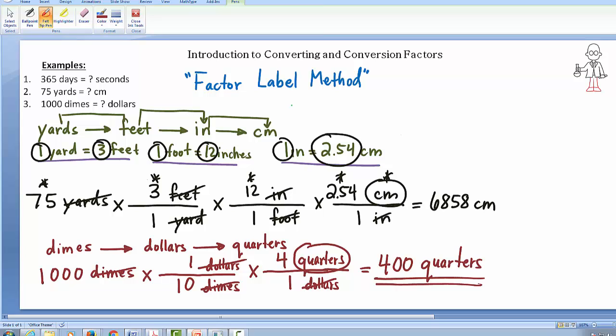So these are some simplistic examples that show you how we use this factor label method to go through different dimensions or different units in order to obtain the desired unit. So next we will look at the metric system and converting using the metric system and metric prefixes.